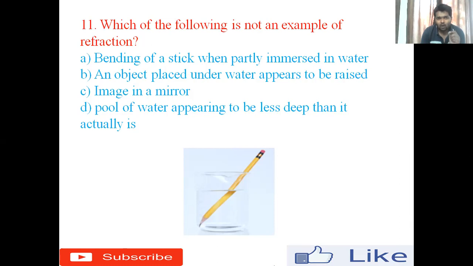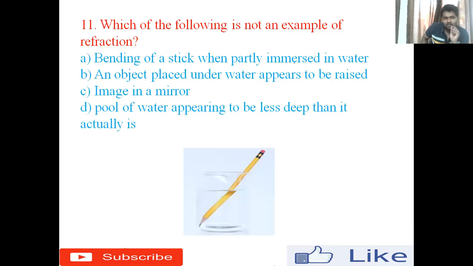Second one, an object placed under water appears to be raised. You take a bucket of water, drop a 5 rupee coin, and when you see it obliquely, it looks slightly raised up, right? But actually the coin is at the bottom of the bucket only. But when you see it in proper light conditions, it looks slightly raised up. That is because of the refraction of light.